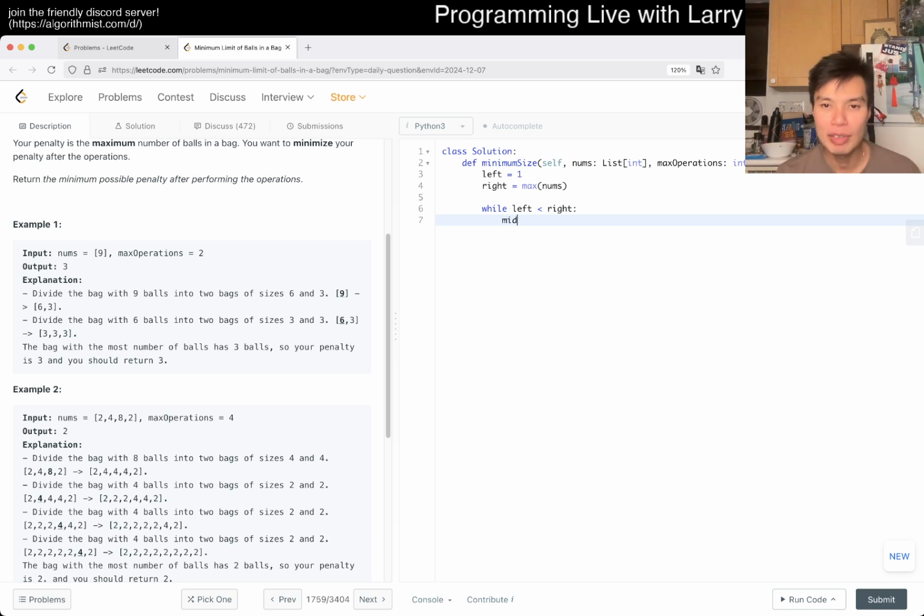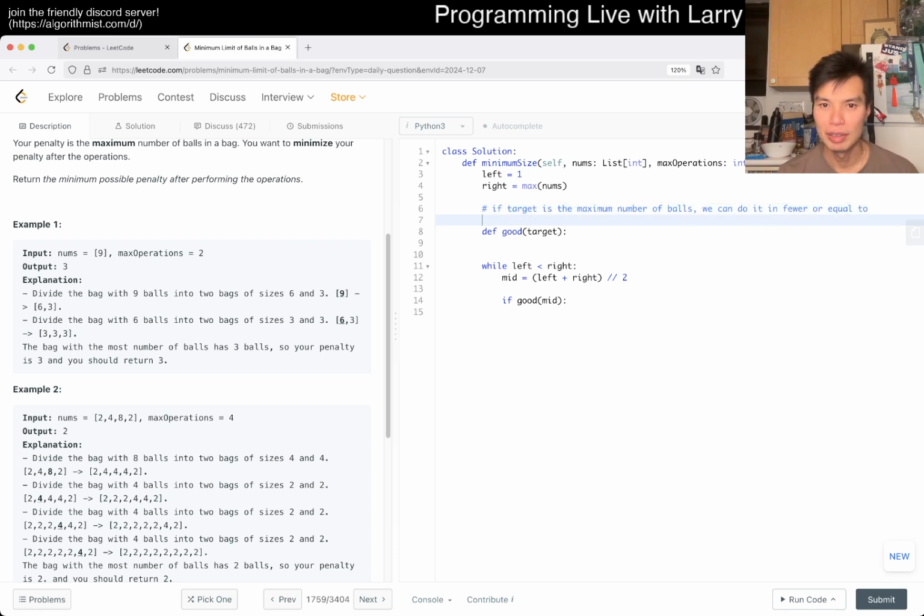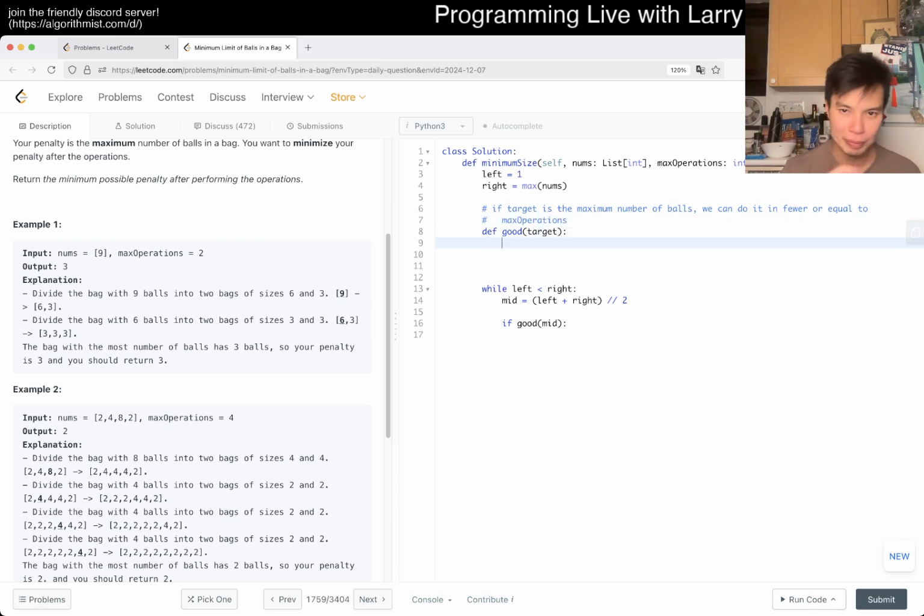Okay. So now we have mid is equal to right? And now if good of mid, what does good mean? People say template, stuff like this, but what does good really mean? We can define it as: if target is the max number of balls we can do it in, let's say fewer or equal to max operations, right?